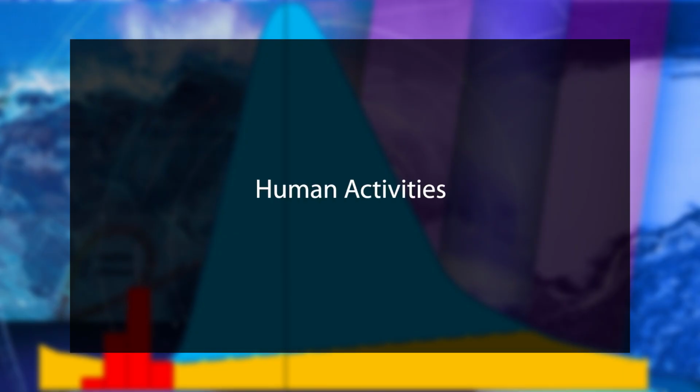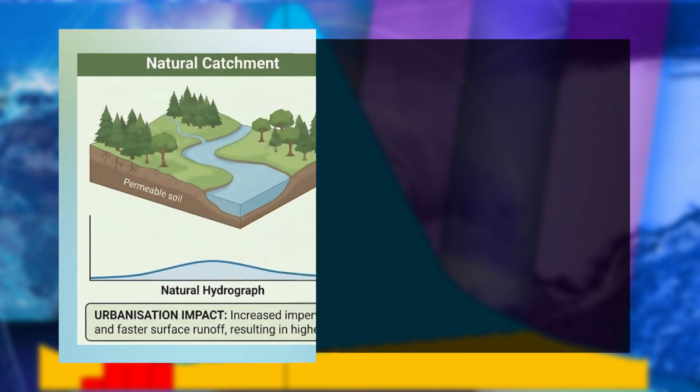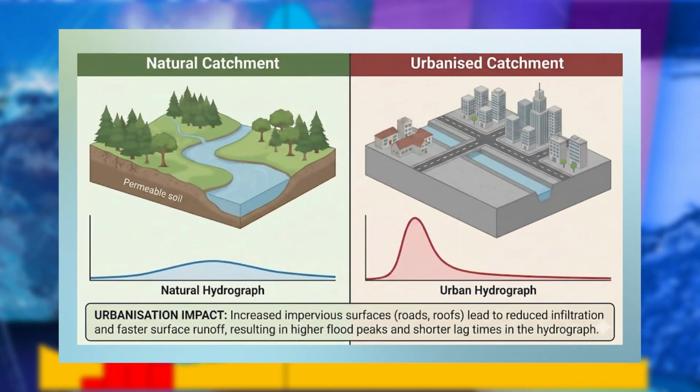Now, if we see the impacts of human activities, urbanization comes first. Urban areas with impervious surfaces, for example roads and buildings, prevent infiltration and increase surface runoff, resulting in shorter lag times, higher peaks and sharp hydrograph shapes.